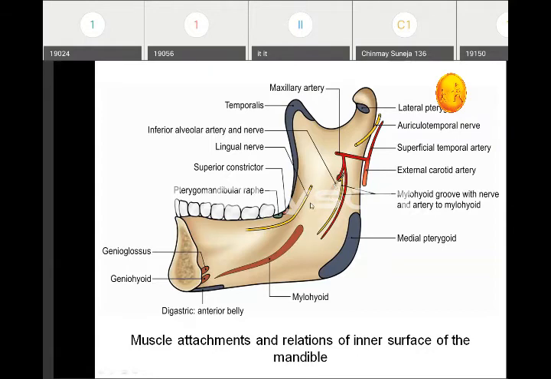Okay. Another nerve which is related with the mandible is the lingual nerve. And we have discussed that in this aspect, it is related with the mandibular foramen, lingula, and here is the mylohyoid groove. So in the mylohyoid groove, it is related with the mylohyoid nerve and artery. Okay. So that is about the inner aspect of the mandible, the attachments on it.